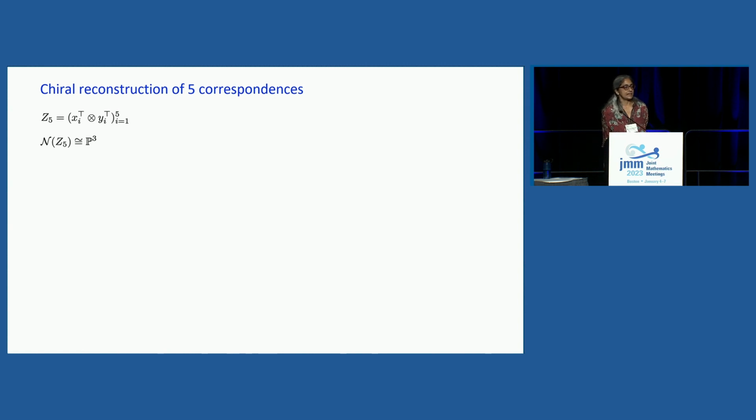So I have this matrix Z5, which is now a 5×9 matrix. Its rows are these Kronecker products. So you can think of the rows as rank 1 matrices, if you like, that have been vectorized. The null space of Z5, which is this N of Z5, is a copy of P3. Right? So it's a 5×9 matrix. So in affine space, it has a null space that's 4-dimensional. In projective space, it's a P3.